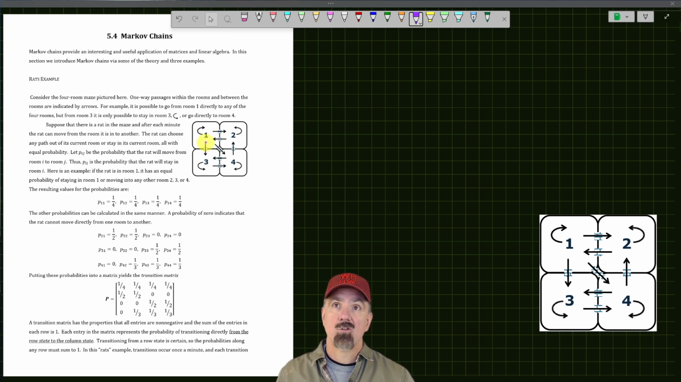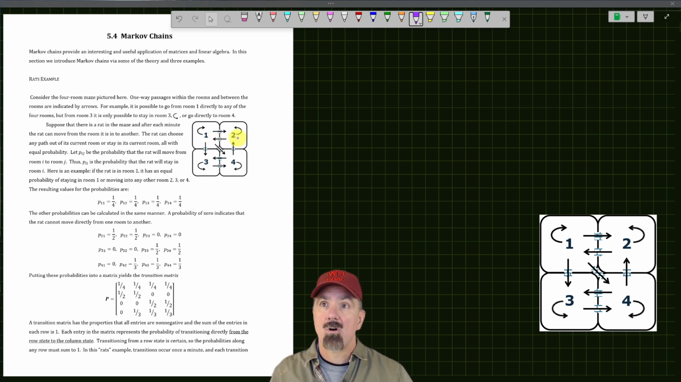So for example, a mouse in room 1 can stay in room 1, or it could move to room 2, or move to room 3, or move to room 4, as opposed to a mouse in room 2, which really only has 2 options. It can stay in room 2. There's no path to room 3. There's no path to room 4. It could go to room 1, and that's its only other alternative.